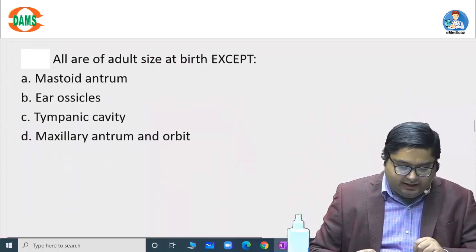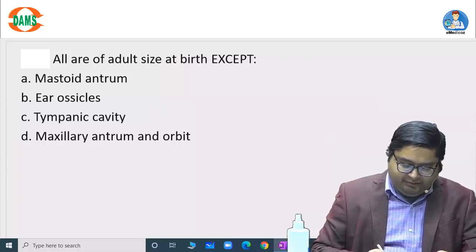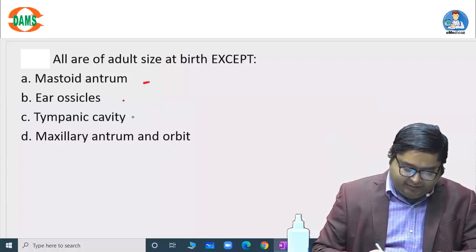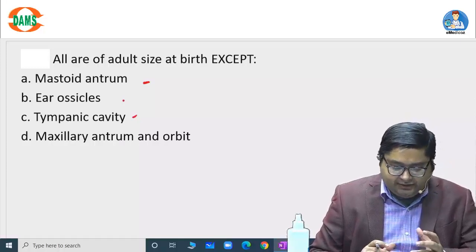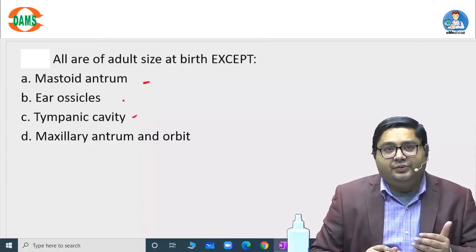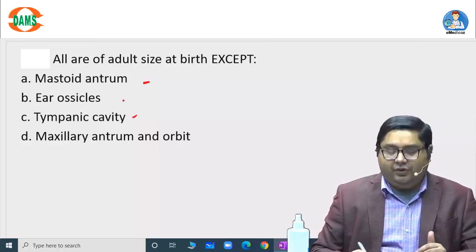All are adult size at birth. Mastoid antrum, ear ossicles, tympanic cavity and the inner ear also. Those are the structures which are of the adult size at the time of birth.